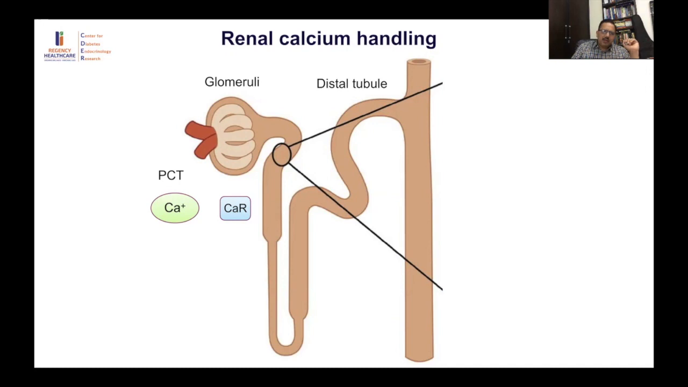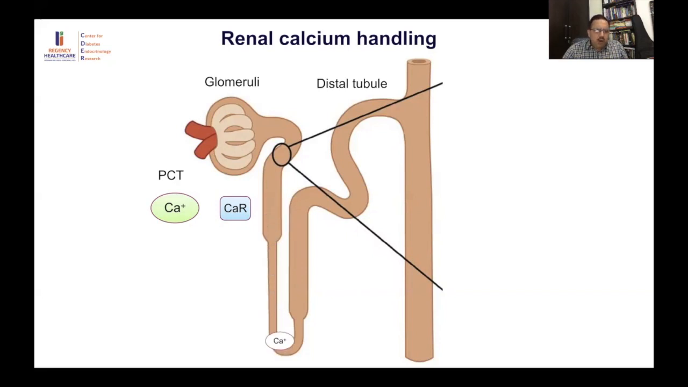But if you have some abnormality in the calcium sensing receptor, suppose this calcium sensing receptor is not working, what will happen is that body's calcium levels will increase, but the kidneys will not sense it. And therefore, you will have a situation of hypercalcemia with hypocalciuria. On the other hand, if you have an activating mutation of the calcium sensing receptor, the body will sense the calcium level is high. You will have hypocalcemia, but the kidneys will also sense that you have high level of calcium, so there will be hypercalciuria. So this will be hypocalcemia with hypercalciuria in this situation.